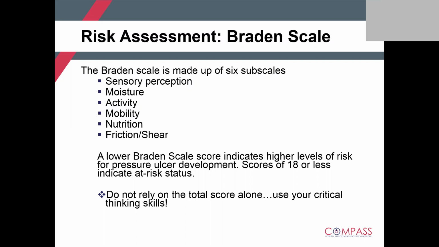So the Braden scale is made up of 6 subscales: sensory perception, moisture, activity, mobility, nutrition, and friction and shear. The lower the Braden score means the higher risk for pressure ulcer development. Typically, a score of 18 or less indicates an at-risk status.